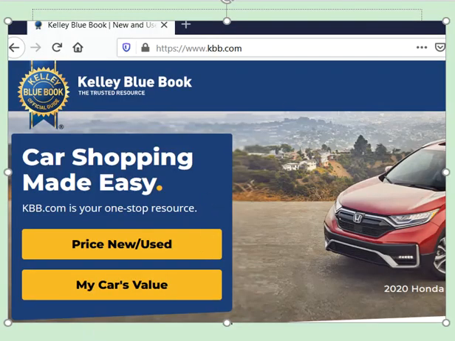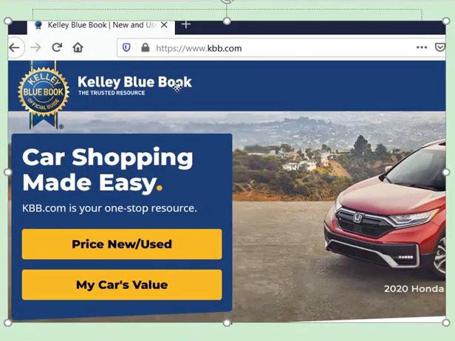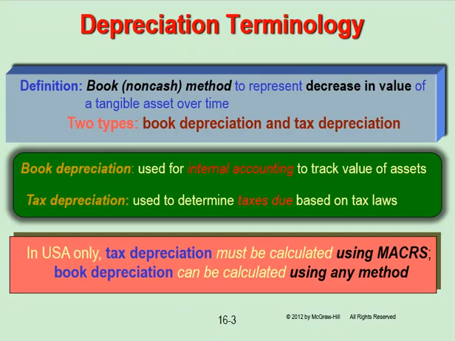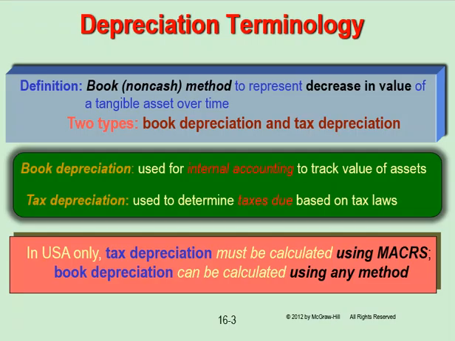So this is, for this website, for instance, I just took a screenshot of it. This website can tell you what the values of cars are. They have, for sure, their algorithm. They have their own method. This is Kelly Blue Book, for instance, and I'm not making an advertisement here, but it's a very well-known website. It can give a book depreciation, but using their algorithm or method.